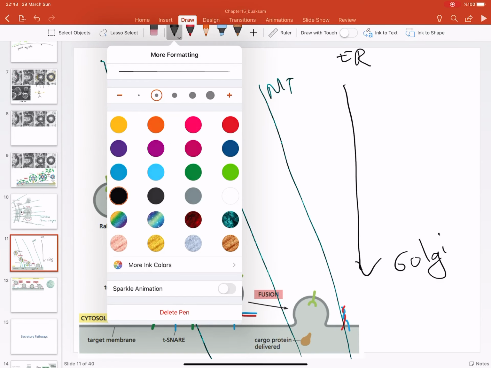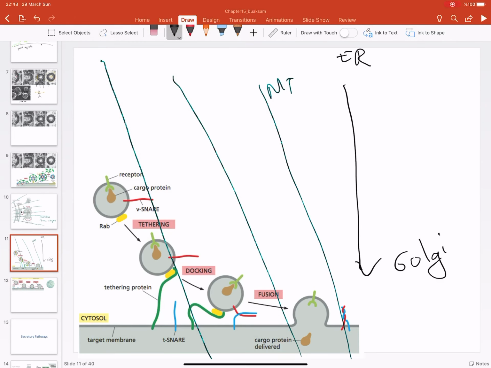First of all, the Golgi has a tethering protein. This protein is moving like a fishing line. It's going all around, going this way, going this way. Like the fishing line, it changes shape a lot because it is really looking for vesicles coming.